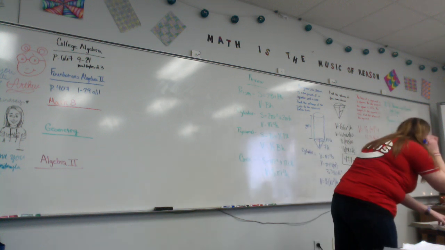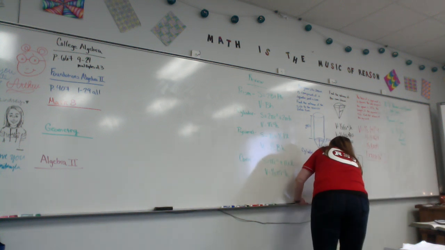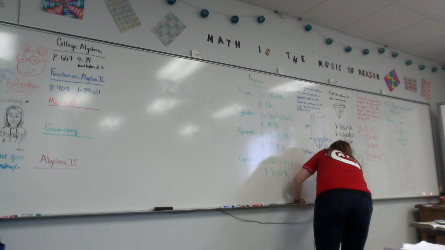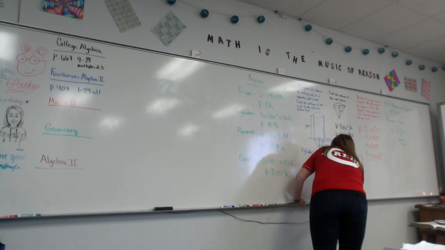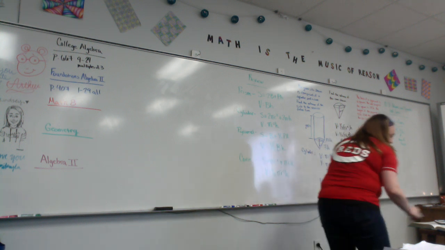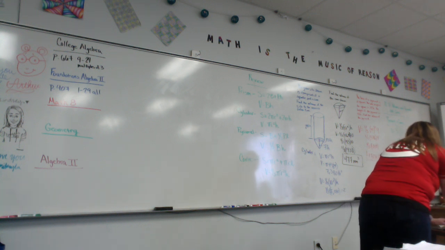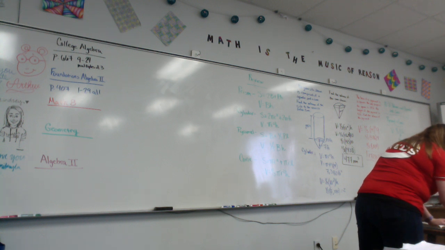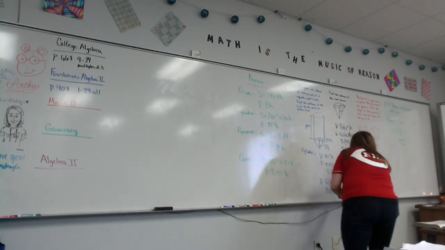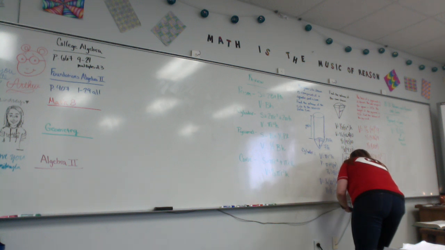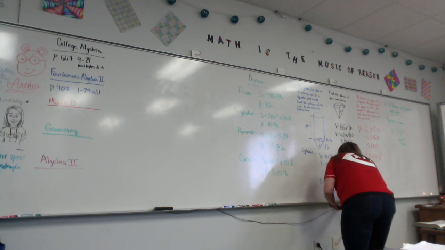Plug it in, and then what am I gonna do? Divide by 3, I'm sorry, multiply by 1/3. Multiply by 1/3. 4 divided by 3 doesn't matter. 2,459.867. Okay, 2,460. Is that what you did? Yeah. Okay, 2,460 feet cubed.